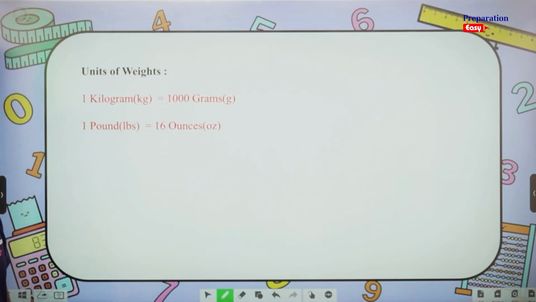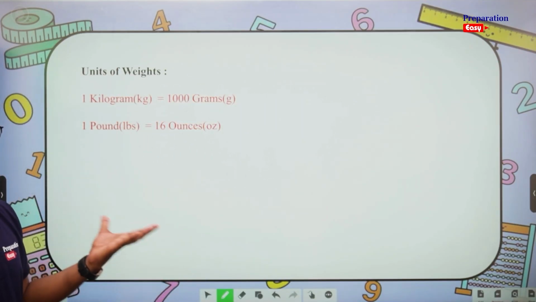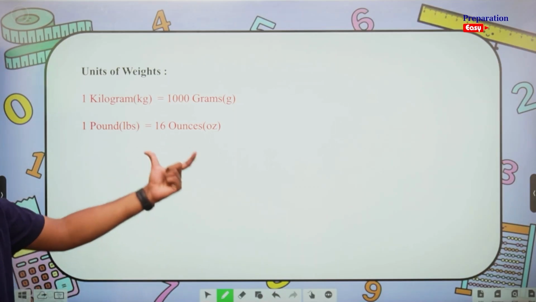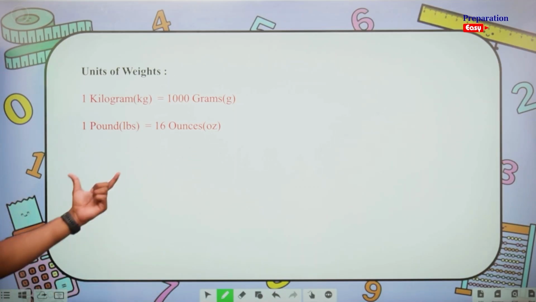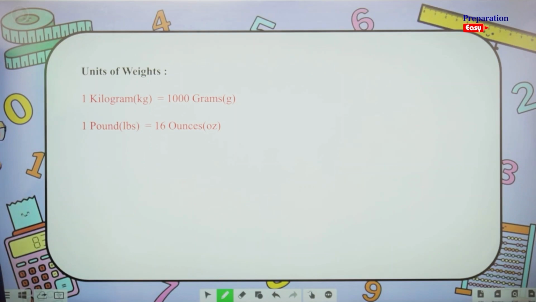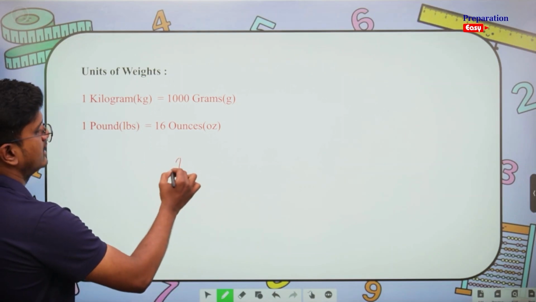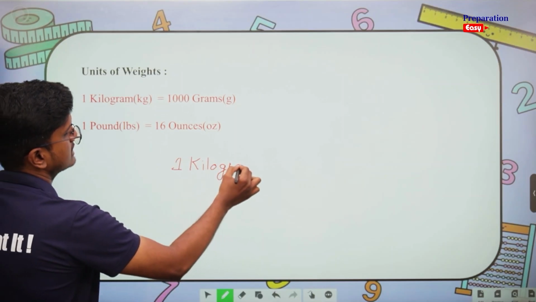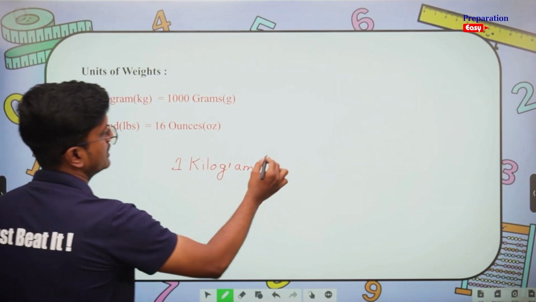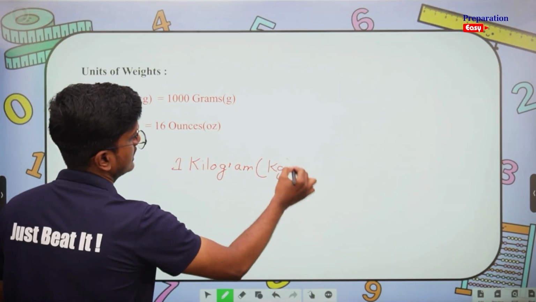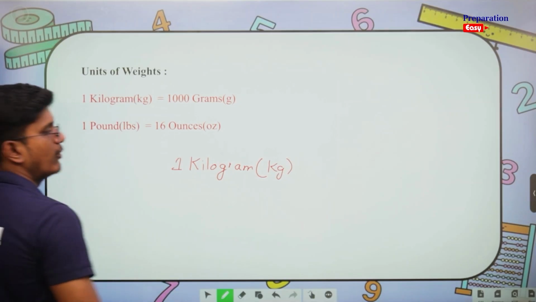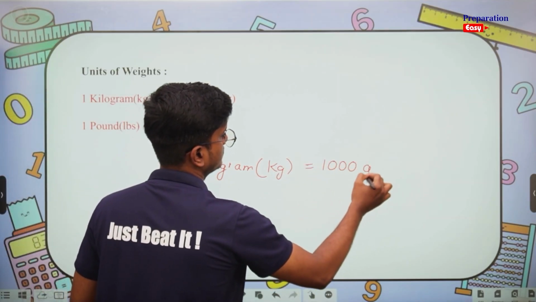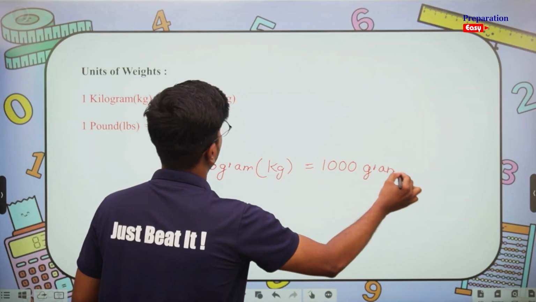Units of weight. We have studied units of weight previously: 1 kilogram is equal to 1000 grams, and 1 pound is equal to 16 ounces. We write 1 kilogram as kg. Just keep in mind that 1 kilogram is equal to 1000 grams.